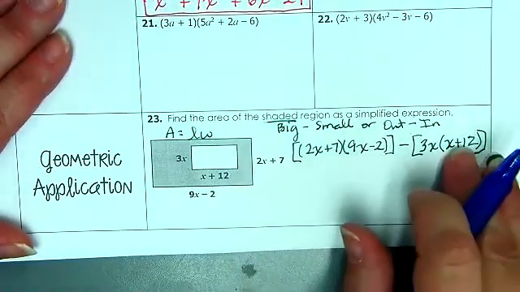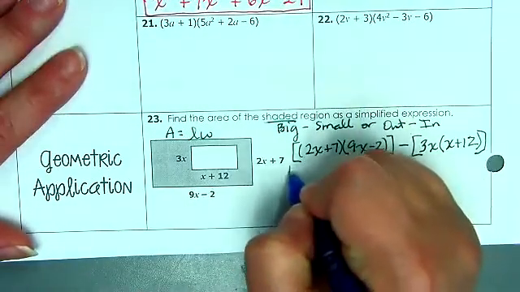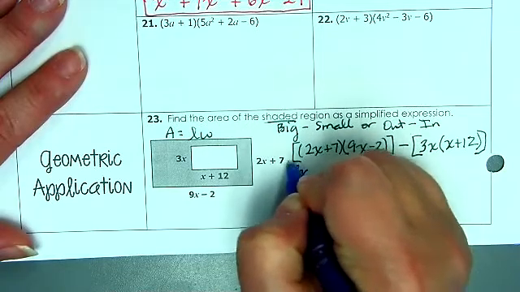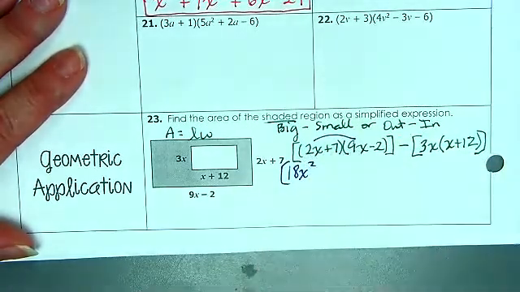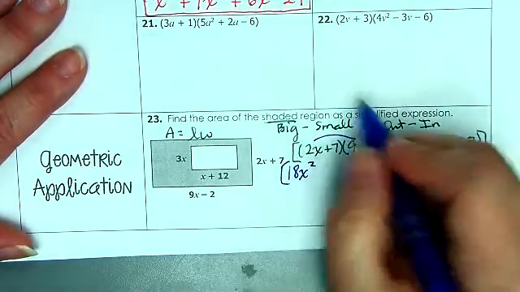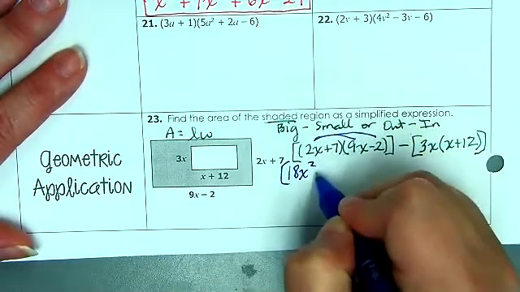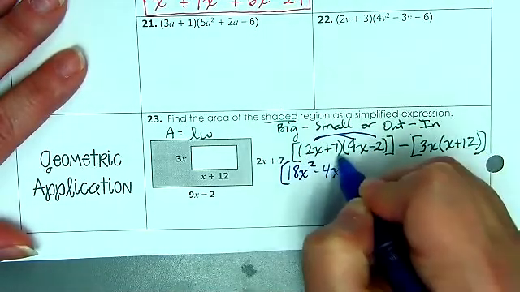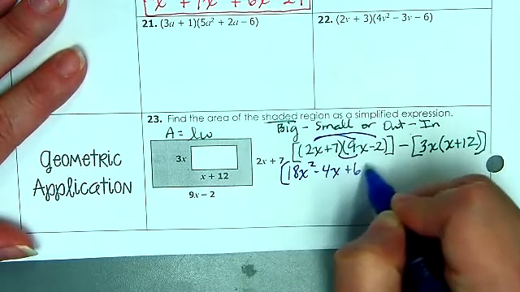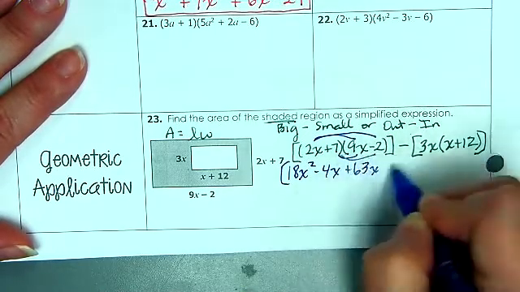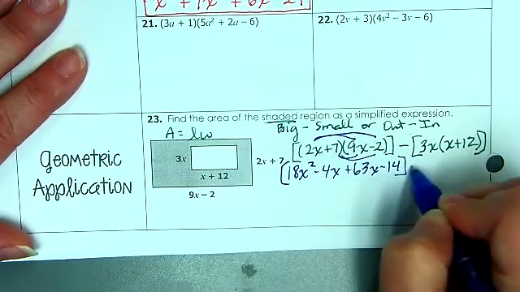I can do both sets of distributing at the same time. So I have 18x squared, because 2x times 9x is 18x squared. Then I'm doing 2x times -2, so that's a negative 4x. 7 times 9x, that's 63x. 7 times -2 is a negative 14.